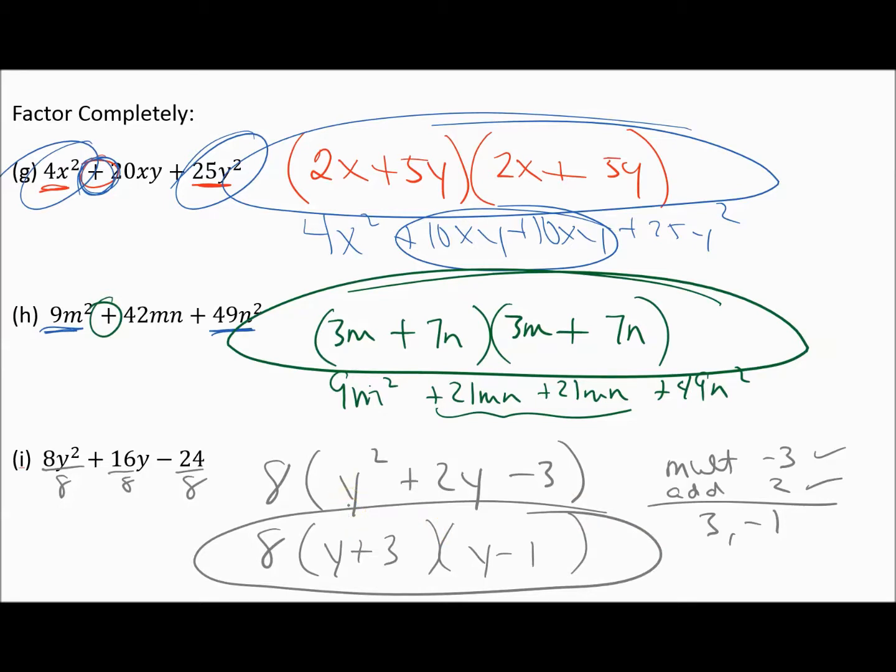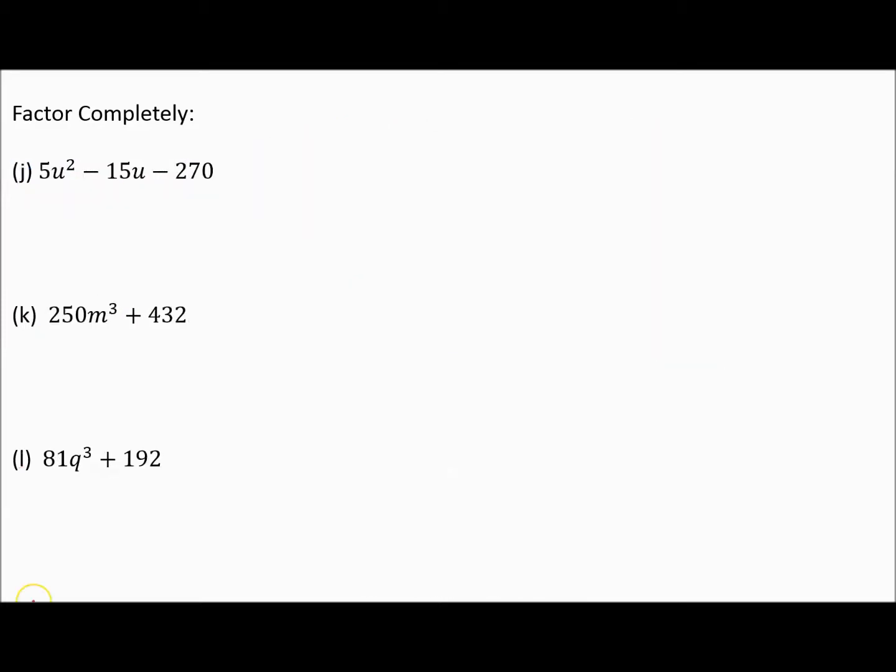You simply can just write two sets of parentheses, and those two numbers are the second piece of your binomial for each of those. All right, another factor completely, as they all are in this video. First, I look for a greatest common factor. Do 5, 15, and 270 have something in common? They sure do. A 5 will come out. But they all don't have u, so I'm just going to pull out that common 5.